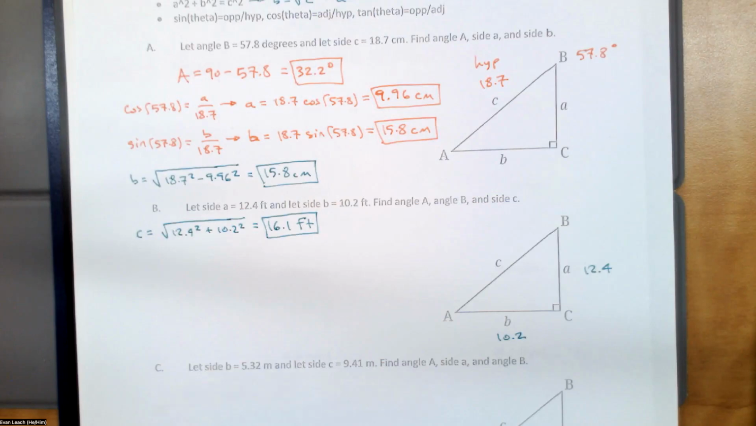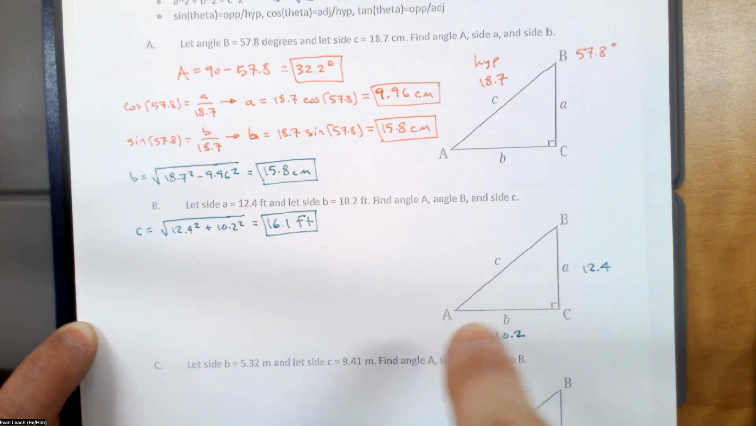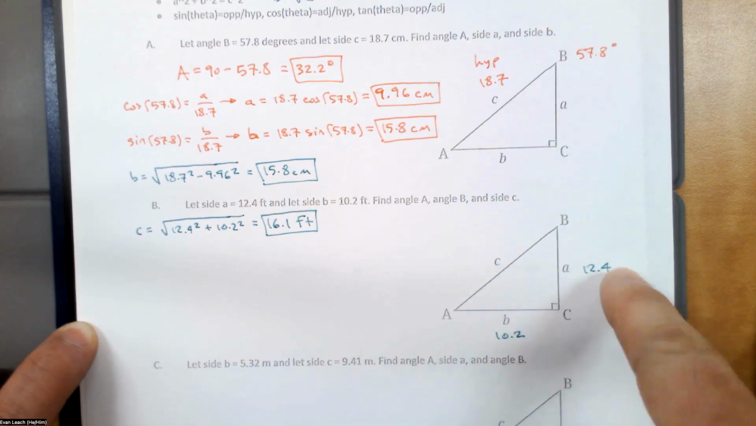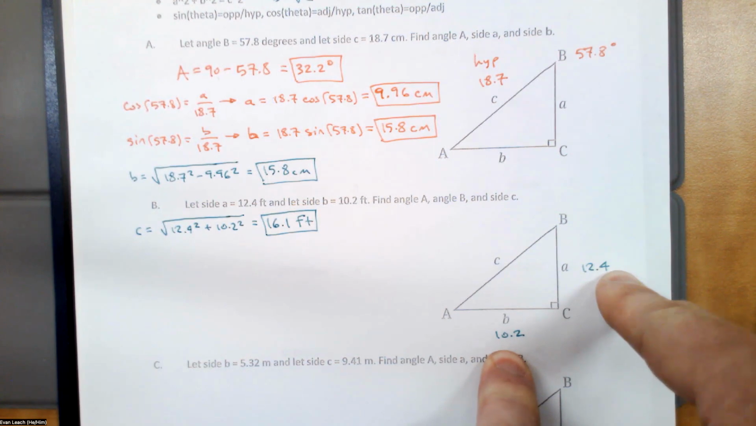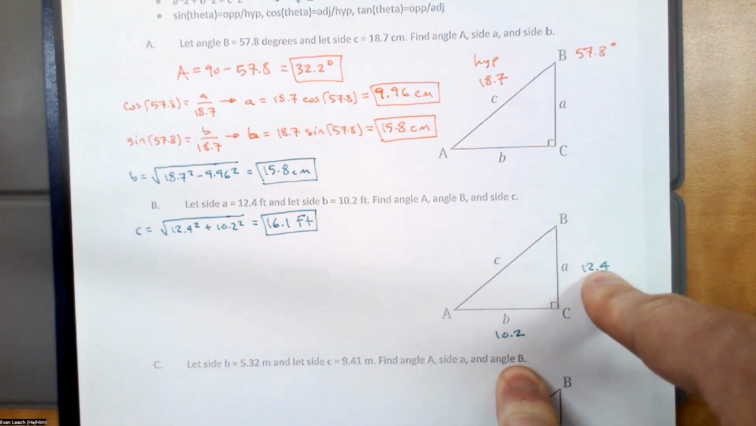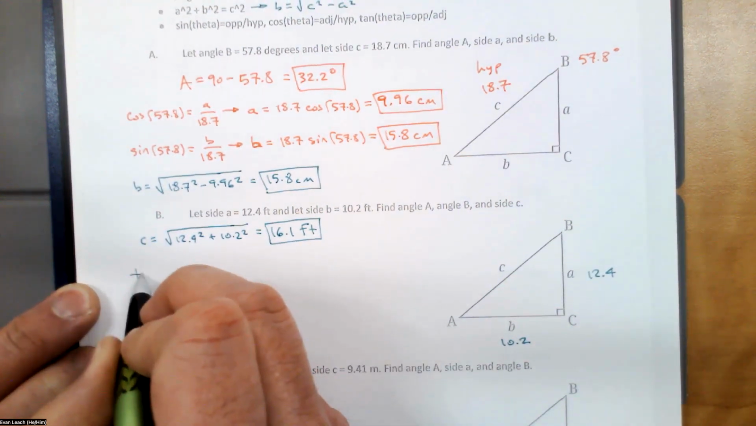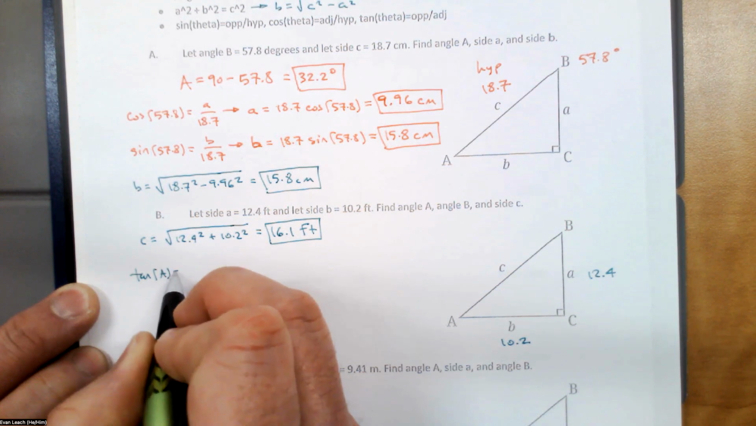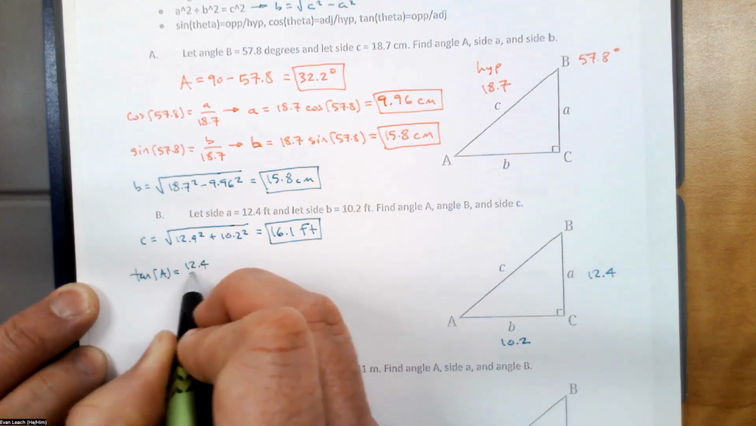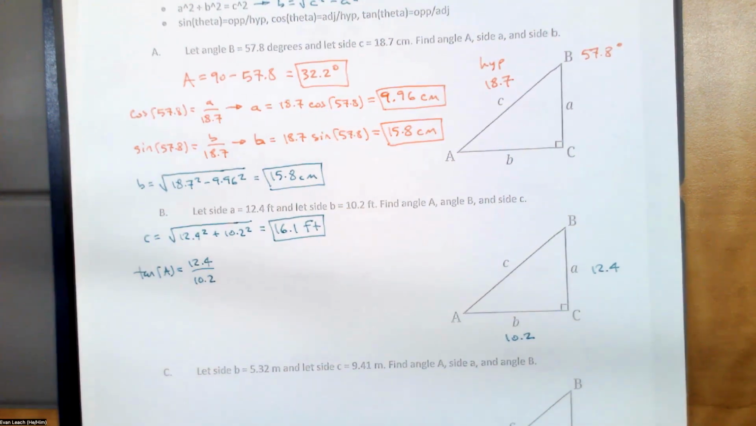So if I want to find angle A, what is the 12.4 relative to A? Opposite. And the 10.2? Adjacent. So I've got opposite, adjacent. What trig function am I using? Tangent. So I could say tangent A is opposite over adjacent. This is just the setup.